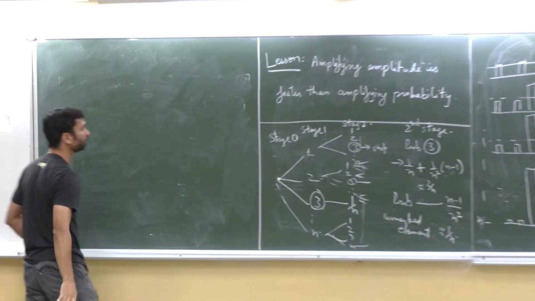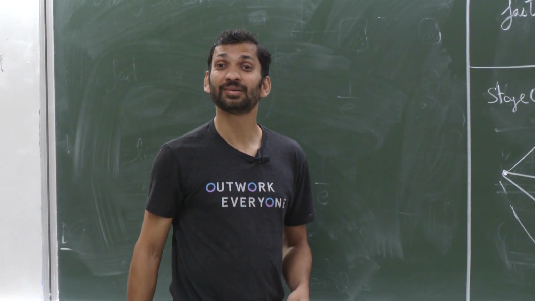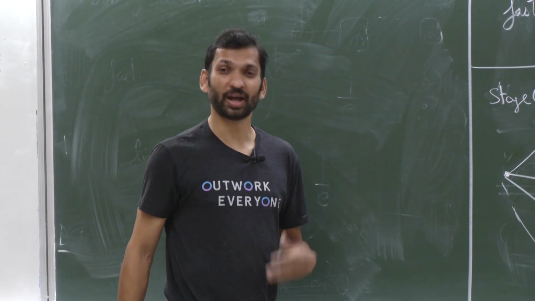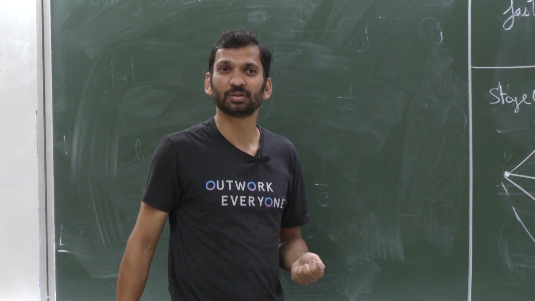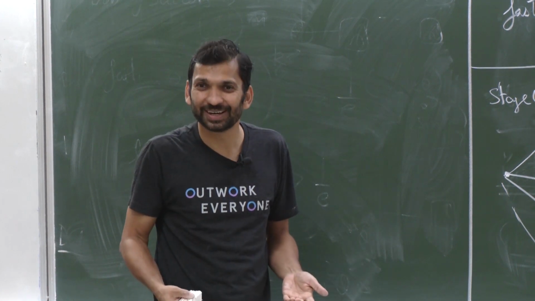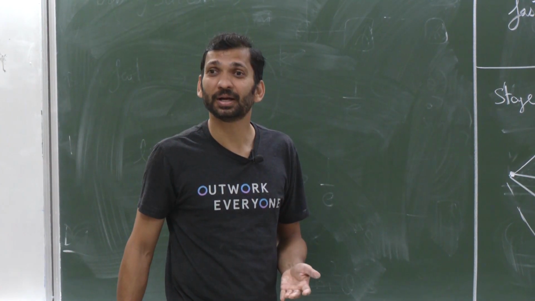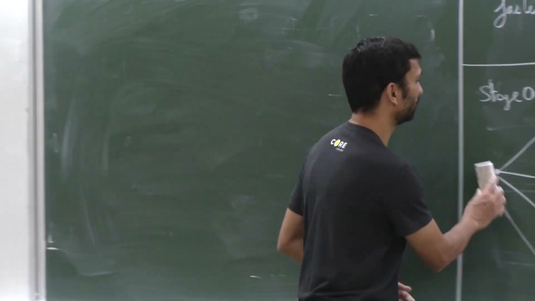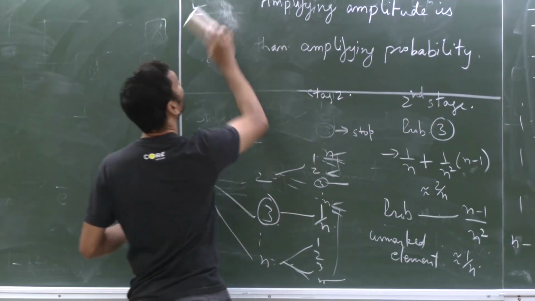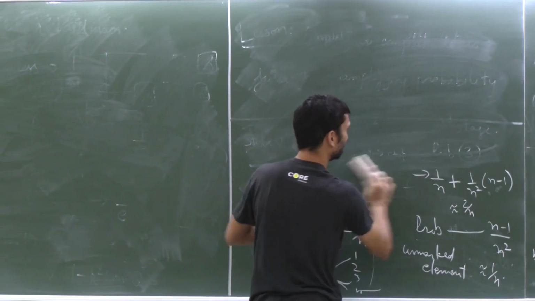So how do I amplify amplitude? Have you seen an algorithm where you have amplified amplitudes? Yes, Deutsch-Jozsa, right? How did you do it? R theta, a rotation. So this is fine now, right? We have learned the lesson. So I can erase this lesson.